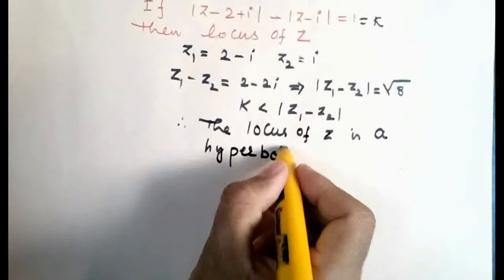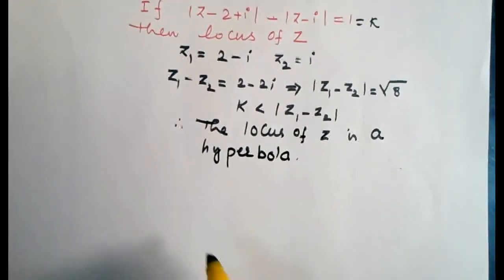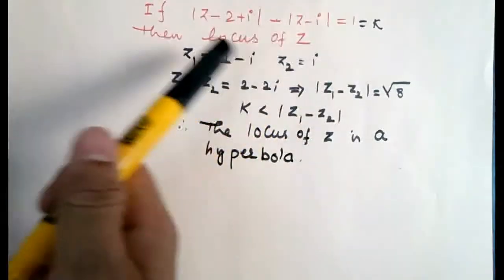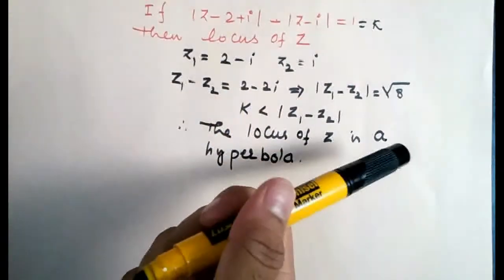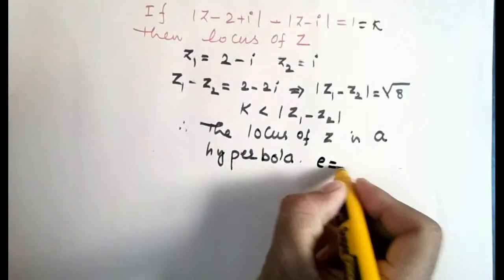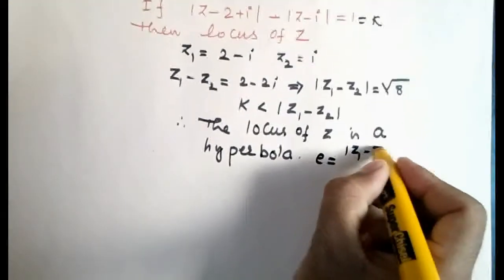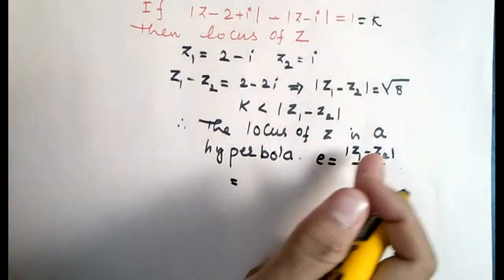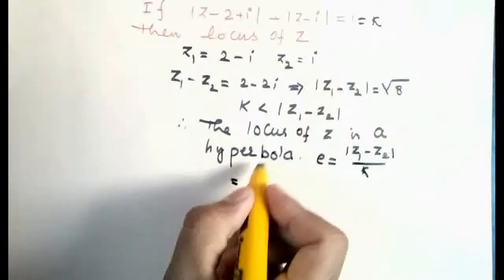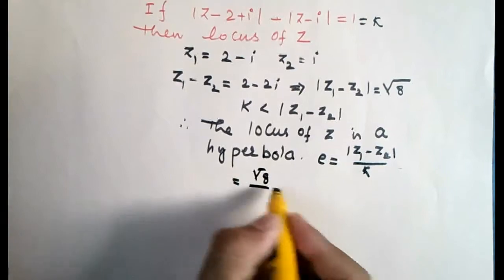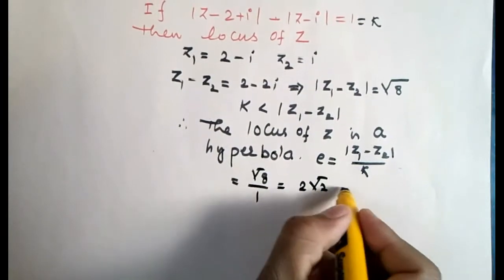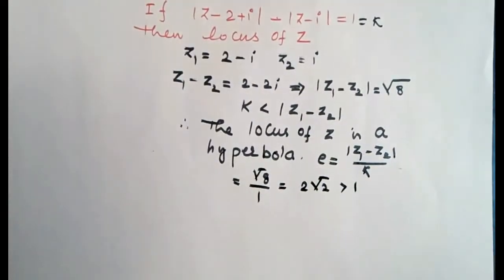Now once again, like we explained in the previous examples, Z1 and Z2 are the foci, and if you want, you can find the eccentricity also using the same formula. E is equal to modulus of Z1 minus Z2 divided by K. We calculated modulus of Z1 minus Z2 as root 8, and the K value is 1. So that is 2 root 2, and obviously this is more than 1. Therefore the eccentricity of the hyperbola is 2 root 2.